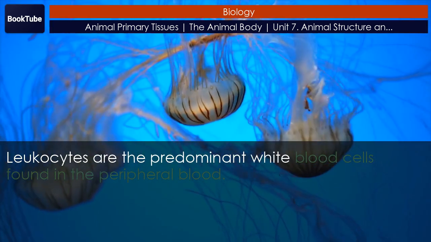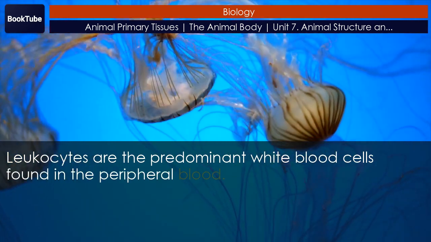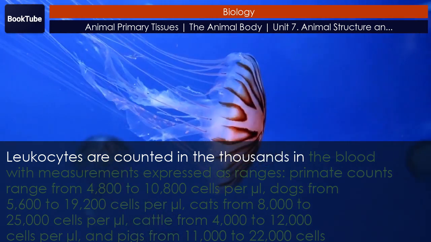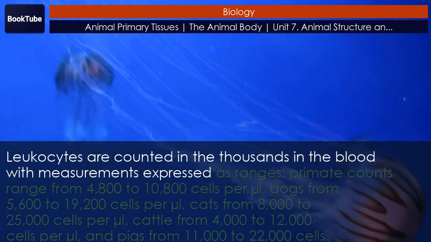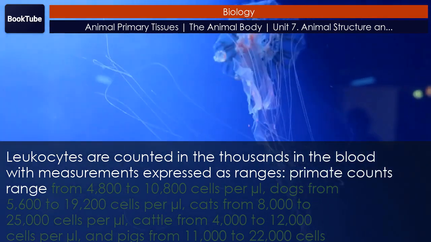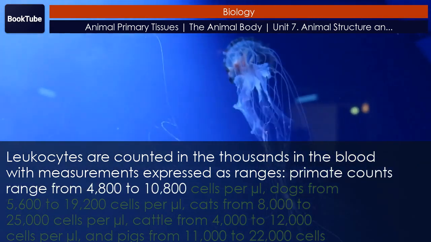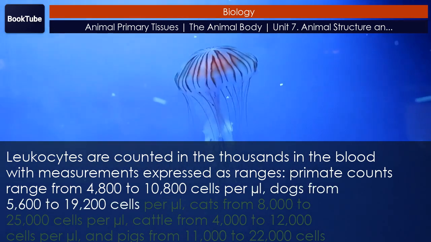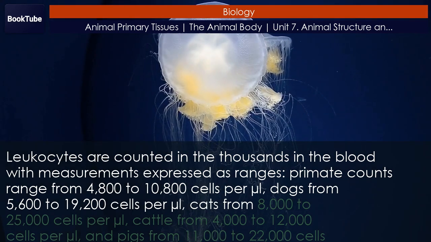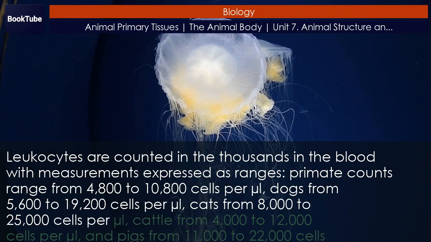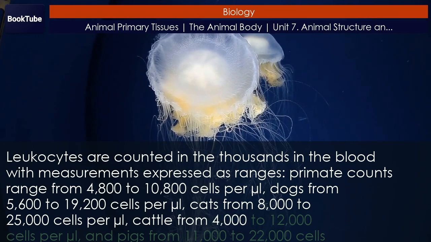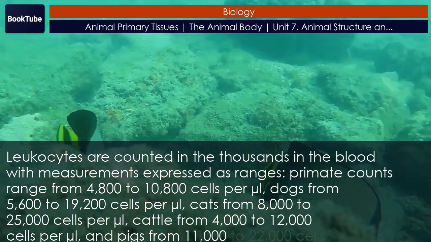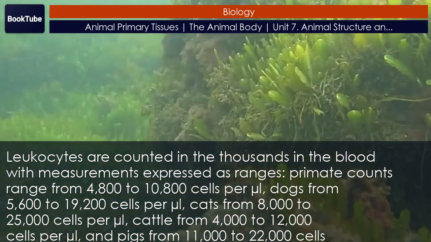Leukocytes are the predominant white blood cells found in the peripheral blood. Leukocytes are counted in the thousands in the blood with measurements expressed as ranges. Primate counts range from 4,800 to 10,800 cells per microliter. Dogs from 5,600 to 19,200 cells per microliter. Cats from 8,000 to 25,000 cells per microliter. Cattle from 4,000 to 12,000 cells per microliter. And pigs from 11,000 to 22,000 cells per microliter.